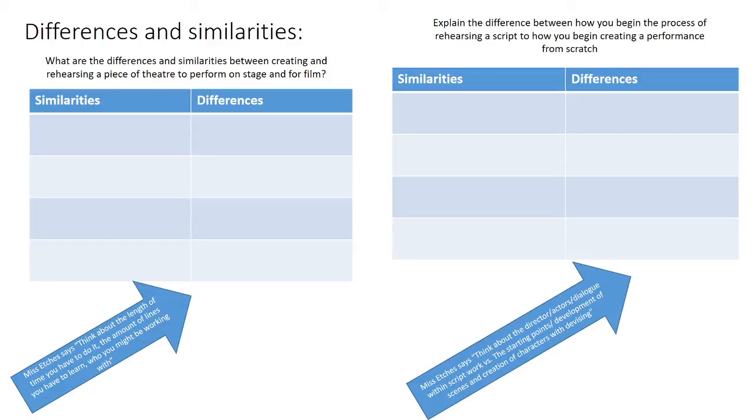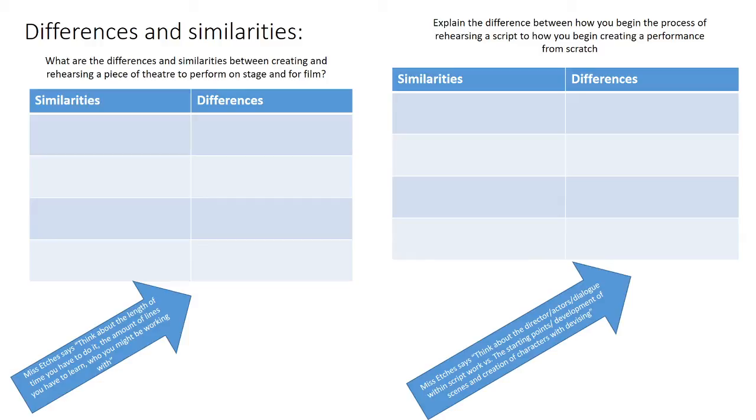For the next one then, we're looking at similarities and differences. These are more generalised and not based on the plays specifically. You'll notice again that I've put some guidance notes on the bottom in the arrows. So for the first one on the left, what are the differences and similarities between creating and rehearsing a piece of theatre to perform on stage, so a live piece of action theatre, or for film, so something that is filmed and edited later? Think about the length of time you have to do it, the amount of lines you have to learn, and who you might be working with.